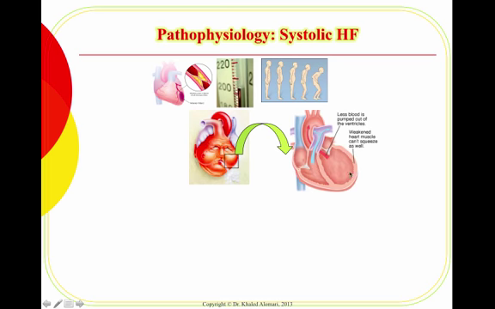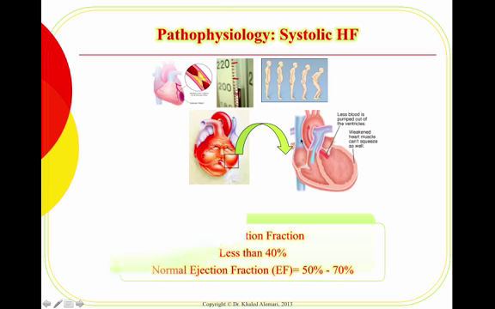The walls of the ventricles become very thin and weak, so they won't be able to squeeze enough and push enough blood. As a result, there will be low cardiac output and low ejection fraction, and that's the highlight of systolic heart failure: low ejection fraction. As you know, ejection fraction is normally between 50% and 70%. And again, ejection fraction is the percentage of the blood that the ventricle will eject out of the total amount that it receives.